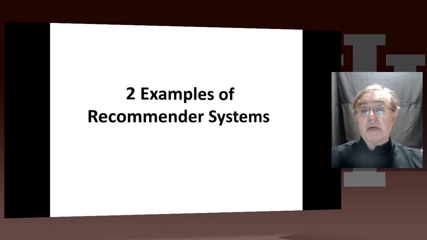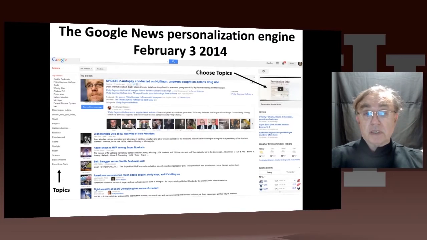All right, now we're going to give a couple of examples of recommender systems, Google News, and a brick and mortar shop. First, a couple of slides on Google News. Here's a February 3rd, 2014 example of my Google News.